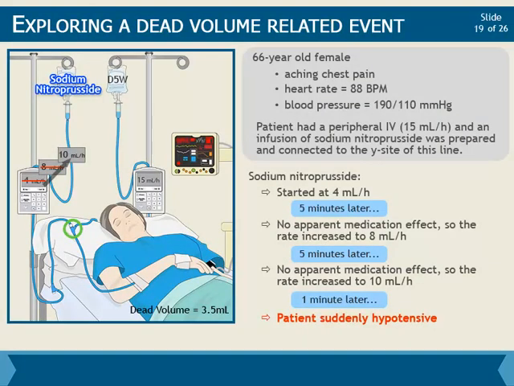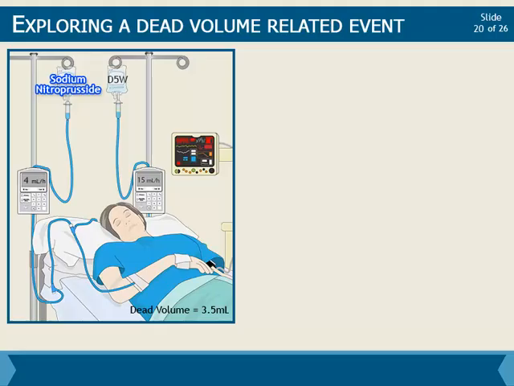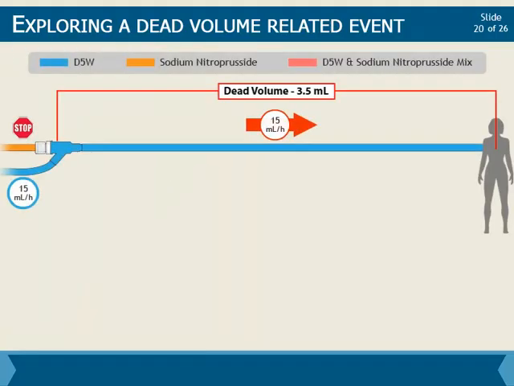Let's return to the event we described at the start of this module and see how not taking into account the dead volume leads to the patient becoming dangerously hypotensive. Here is a description of the event if you would like to review, before we zoom in and look at what happened in the dead volume. This setup has about 3.5 milliliters of dead volume. Let's visualize this dead volume as just a straight tube.